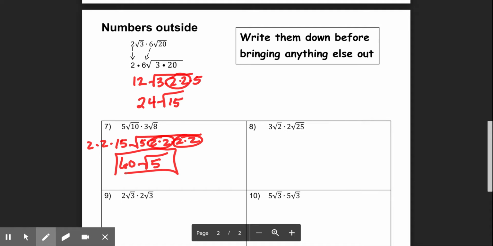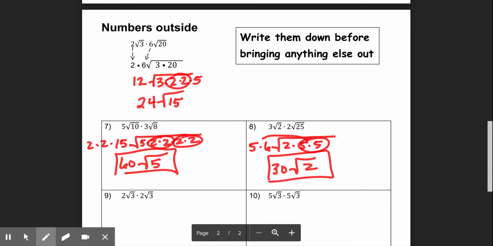Number 8, I pull out my 3 and 2, so that'll give me 6. Square roots of 2 times the square root of 25, that's 5 times 5. So I pull out the 5 and multiply it by what's there. So it'll give me 30 square roots of 2.